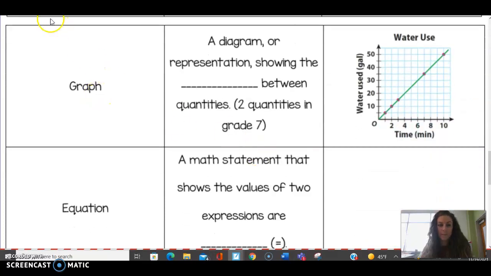Table or table of values. Graph is a diagram or representation showing the relationship between two quantities. In 7th grade, we're looking at 2 quantities. So in this graph, our x is time and our y is water. Our water is dependent on our independent variable. For any amount of time, the water usage is going to depend on how much time has passed. So in this example, we can see 2, 10, meaning 2 minutes, 10 gallons of water were used.